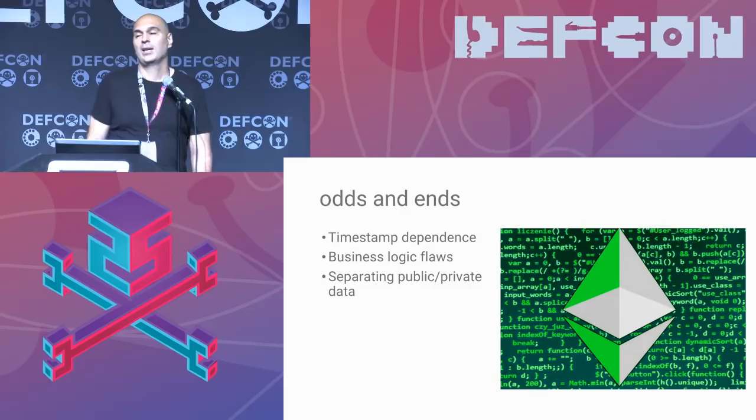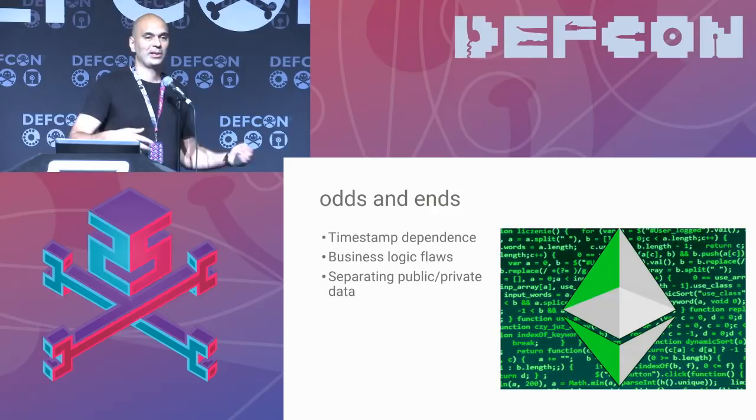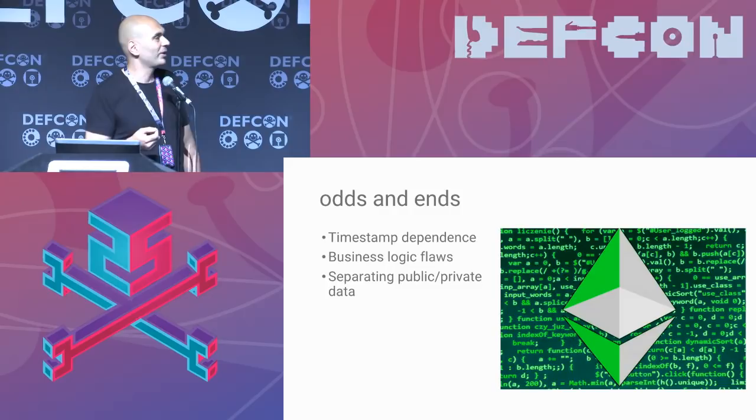The idea there is a lot of companies are starting to have private permission blockchains internally that are then communicating with the bigger public blockchain. And how you handle that public-private data handoff is huge, and I think could be a potential attack vector. So something that'll be worth looking at in the future.